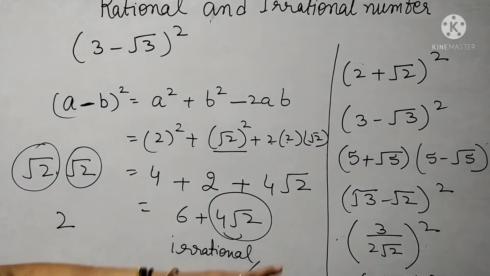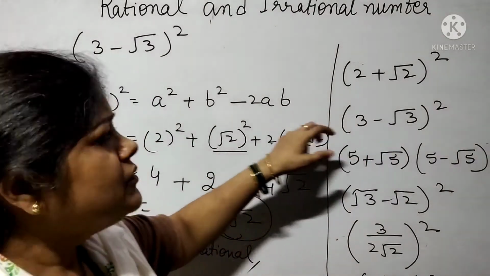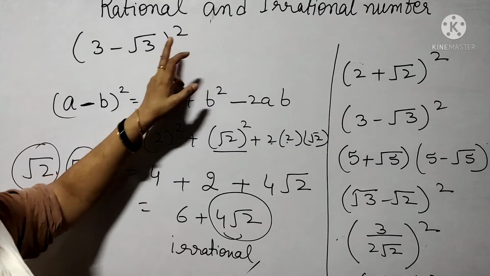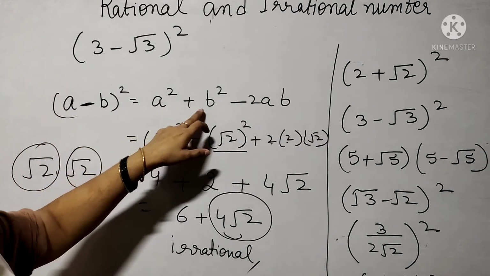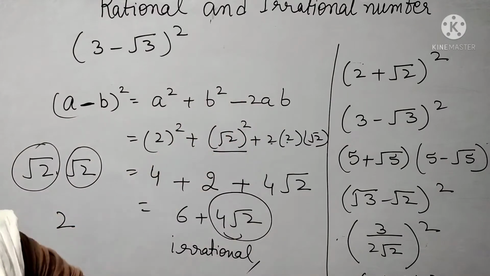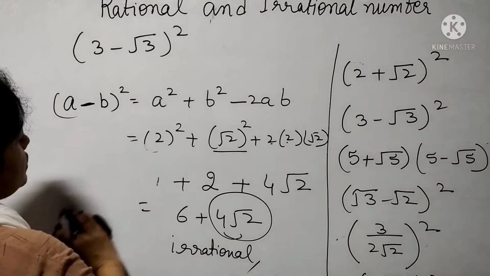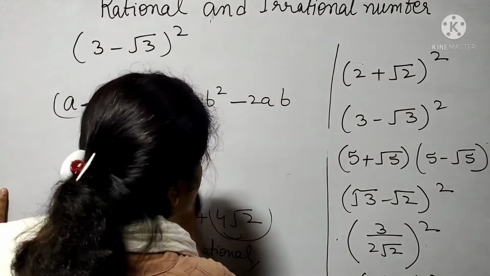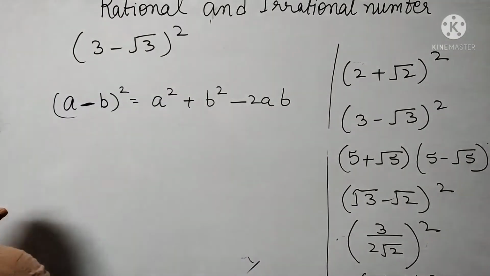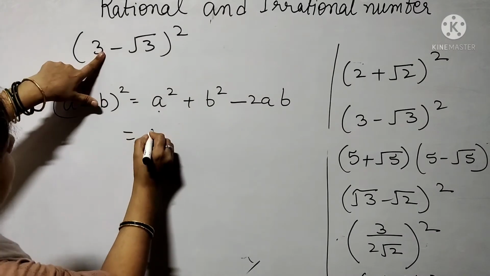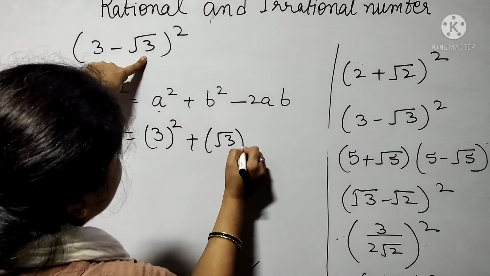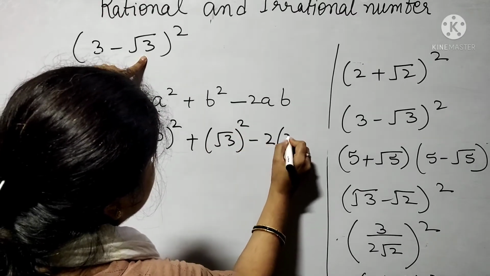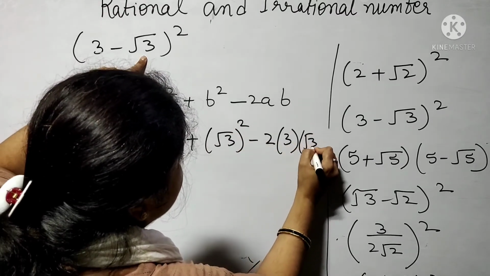Okay. Now in the second question we have a minus sign. 3 minus root 3 whole square. Now for the minus sign we have the formula a minus b whole square, a square plus b square minus 2ab. Now we expand this question using that formula, and what will we get? In place of a we write 3 square. In place of b we write under root 3 square, minus 2 into 3 into under root 3.